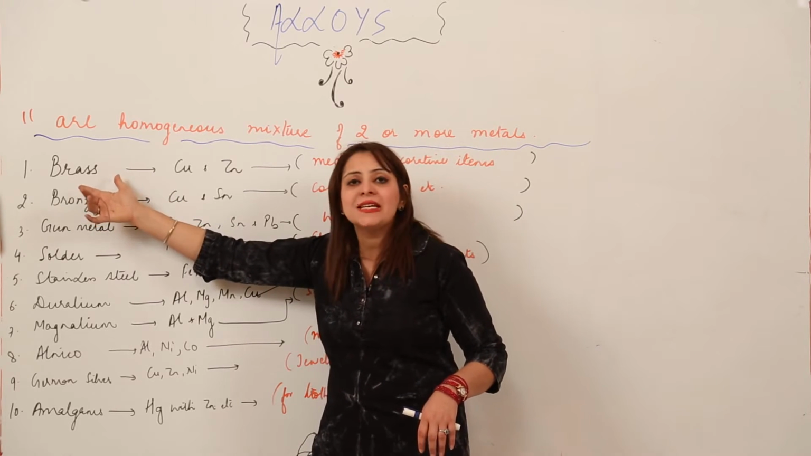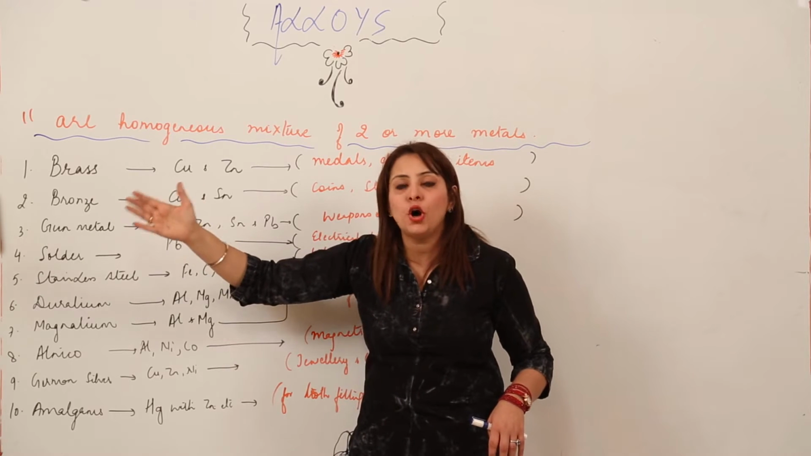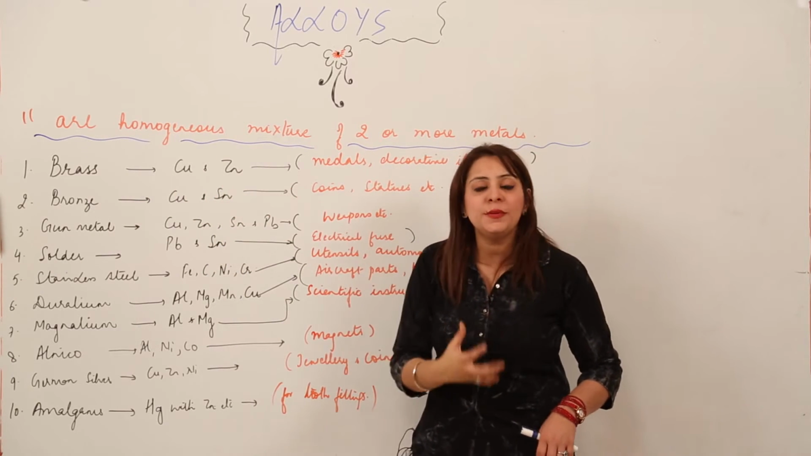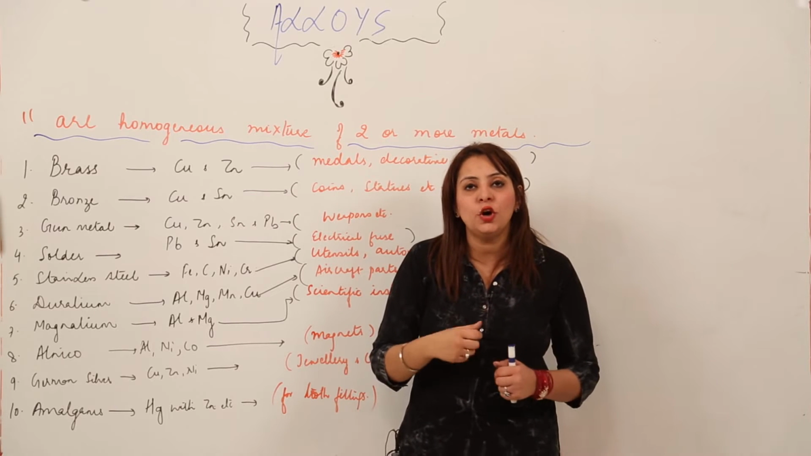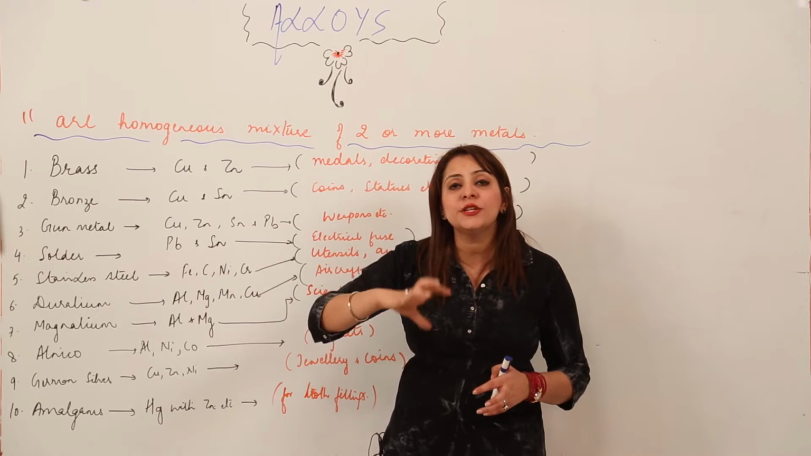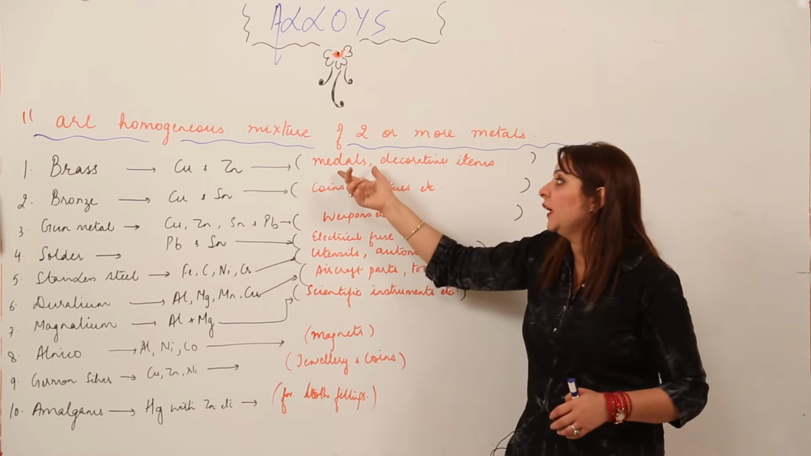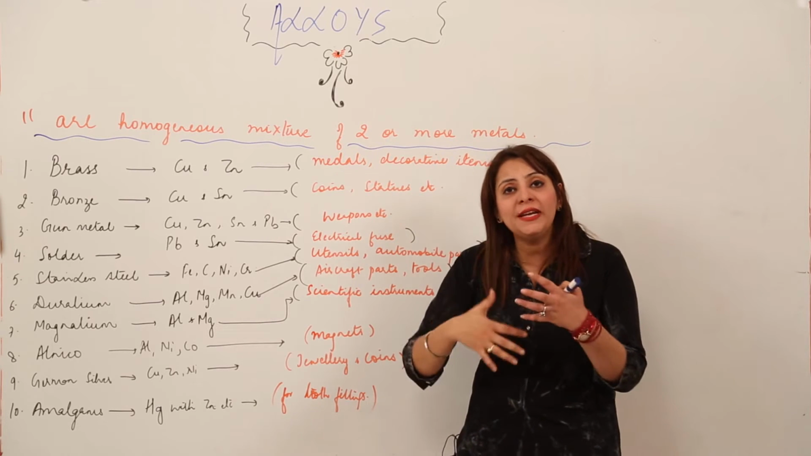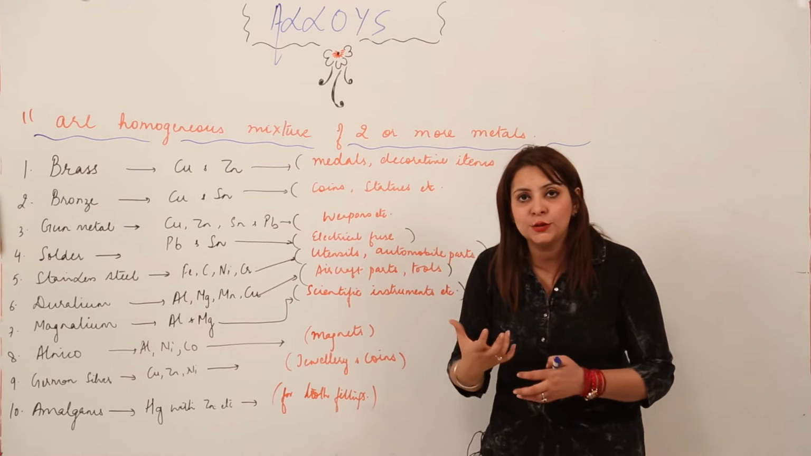Brass is mainly an alloy of copper, in which the copper is mixed with zinc. After mixing the copper with zinc, we call it brass, and for which purpose can we use it? It is used for making medals, decorative items, and many other things. It is made up of brass, you know that.